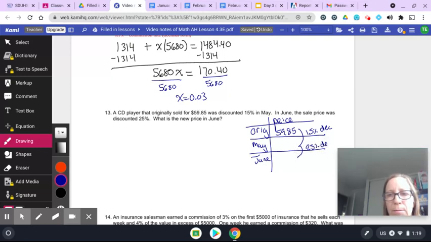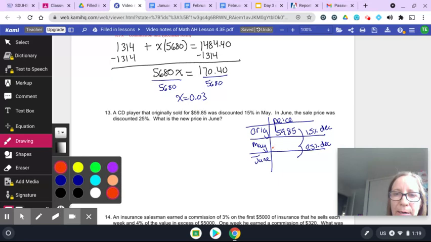In June, the sale price was 25%. Decrease. Okay, so I have to think. If I am decreasing something by 15%, the percentage that I have left is 85%. So here, I have 85% of $59.85. If I'm decreasing something 25%, 25% off is 75% on. I have 75% of what I had before, and what I had before was this lovely expression here. And I'm trying to figure out what that is.